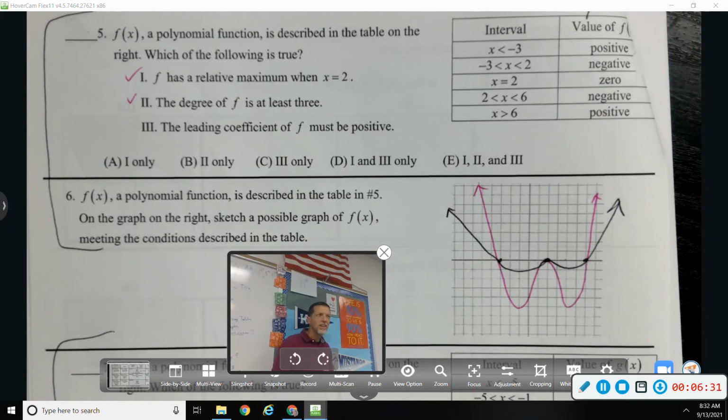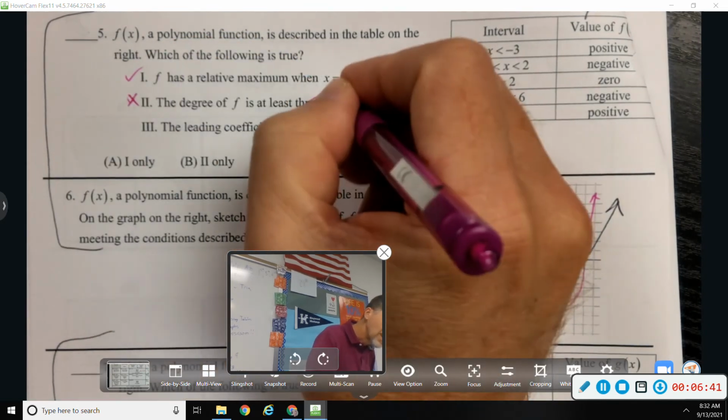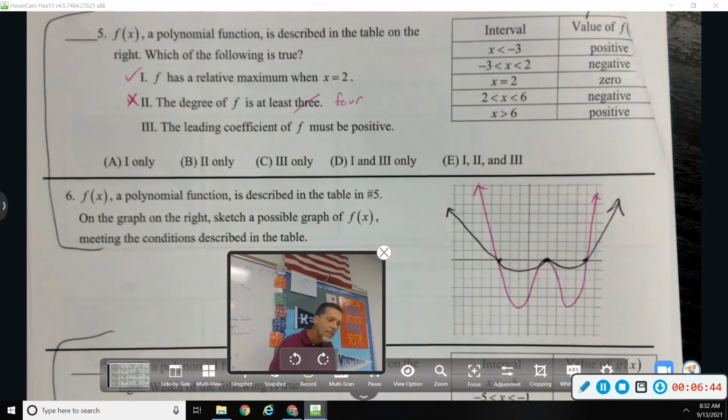On the answer key you said it is 4. But it's at least 3 though. But it is at least 3. No, I think you have to say the least number is 4. Wait. Because it says the degree of f is at least 3, so it can be more than 3. But it can't be 3. So we have to throw it out because it can't be 3.